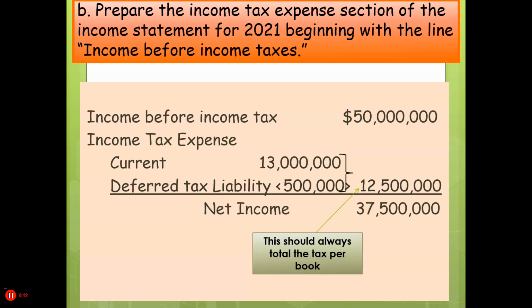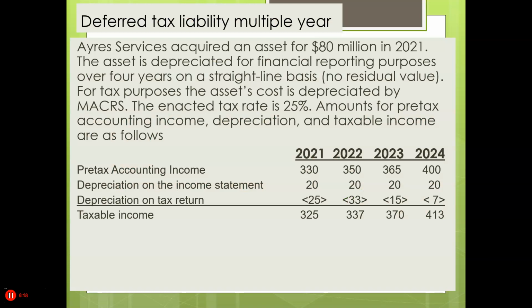Now let's take a look at a deferred tax liability over multiple years. The company acquired an asset for $80 million in 2021. The asset is depreciated for financial reporting purposes over 4 years on a straight-line basis with no residual value. For tax purposes, the asset's cost is depreciated using MACRS. The enacted tax rate is 25%.